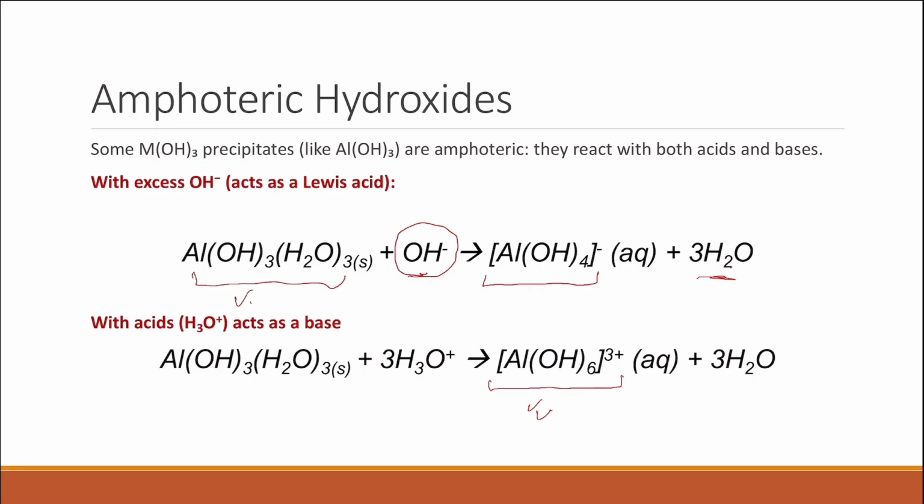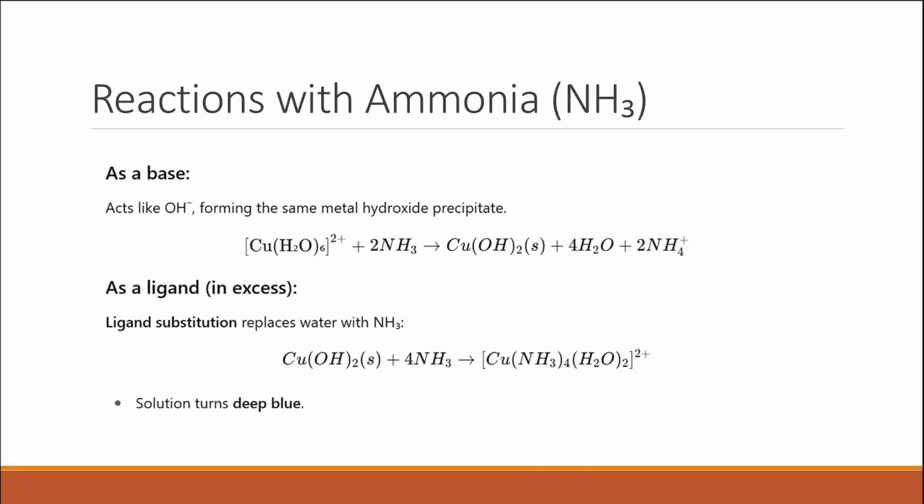So when you start with aluminium hydroxide, which is a solid, with excess base or with an acid, in both cases you will find that the precipitate will dissolve. In the case of ammonia, ammonia can act either as a base with the metal aqua ions, or sometimes it can act as a ligand. This is in the presence of excess and specifically for copper.